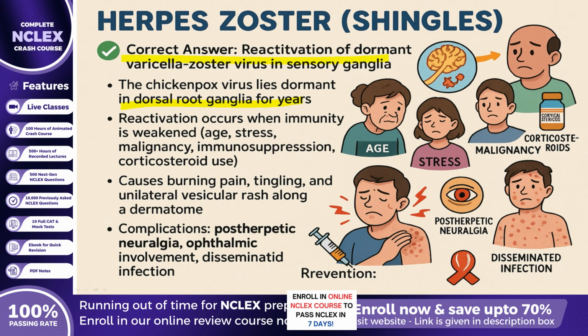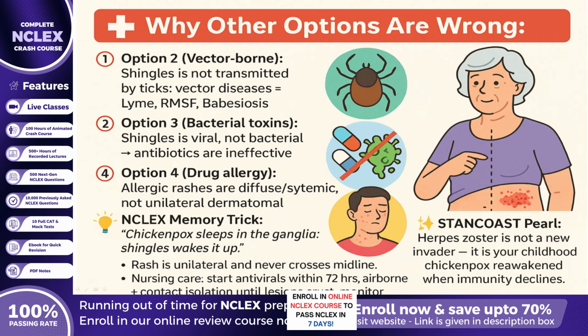In contrast, option 2 is incorrect because shingles is not spread by vectors like ticks. Vector-borne illnesses include Lyme disease, Rocky Mountain spotted fever, and babesiosis, none of which resemble shingles' dermatomal rash. Option 3 is also incorrect since bacterial toxins are not involved. Shingles results from viral reactivation, not bacterial exotoxins. Misdiagnosis could lead to unnecessary antibiotic use, which offers no benefit. Finally, option 4 is incorrect because drug allergies typically cause diffuse rashes, hives, or systemic hypersensitivity reactions, but not a unilateral dermatomal rash.